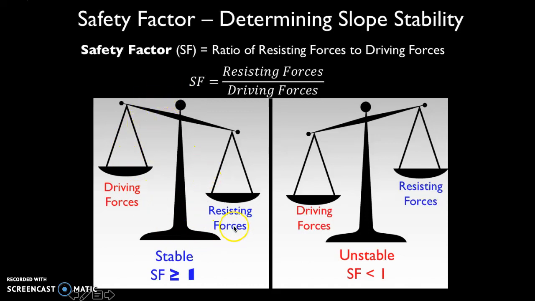So again, if resisting forces are greater than driving forces, then the safety factor is greater than 1, which makes that slope stable. Okay? And then if the driving forces are greater than the resisting forces, the safety factor is going to be less than 1, which makes the slope unstable. Okay, so stable is greater or equal to 1, and unstable is going to be less than 1.